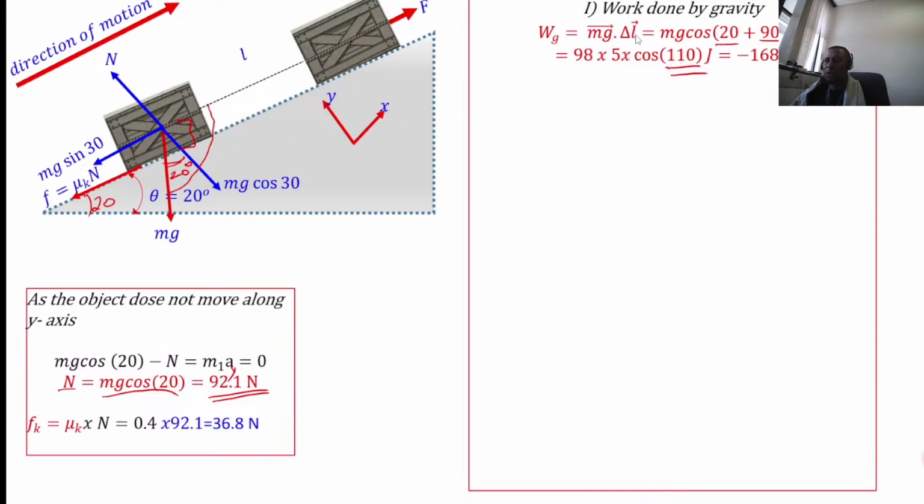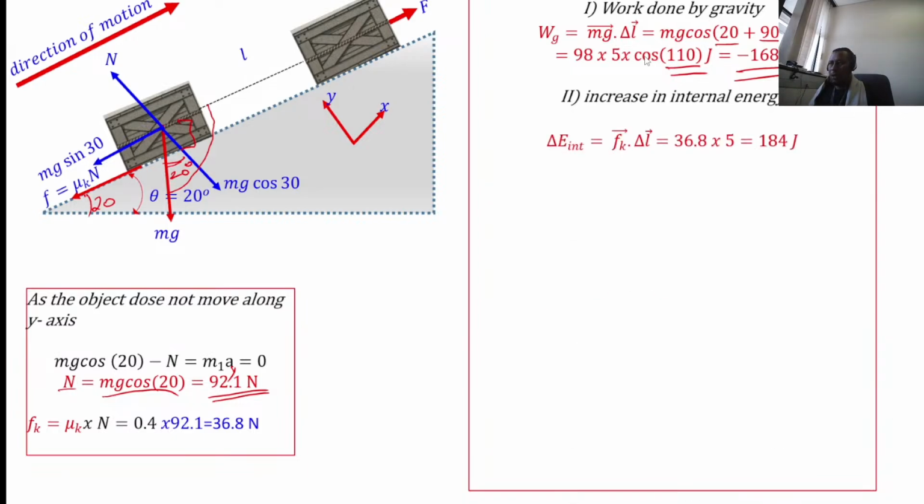The force, we know what mg is, the mass is given, the gravity is 9.8 I'm using. Therefore I got 9.8 times 10 basically, times 5 cosine of this one. I get the work done due to gravity is 168 joules, but negative because of the cosine. I'm holding in case somebody says, hey, I don't understand what you're doing.